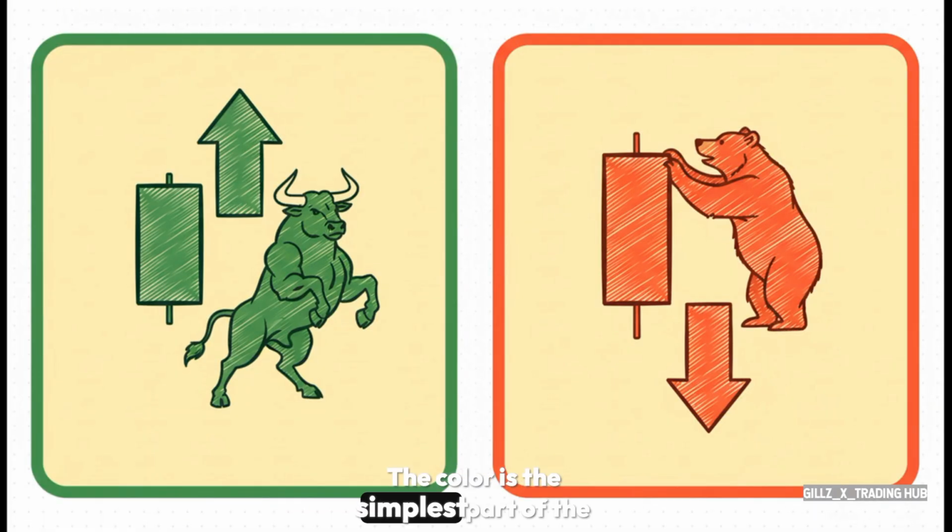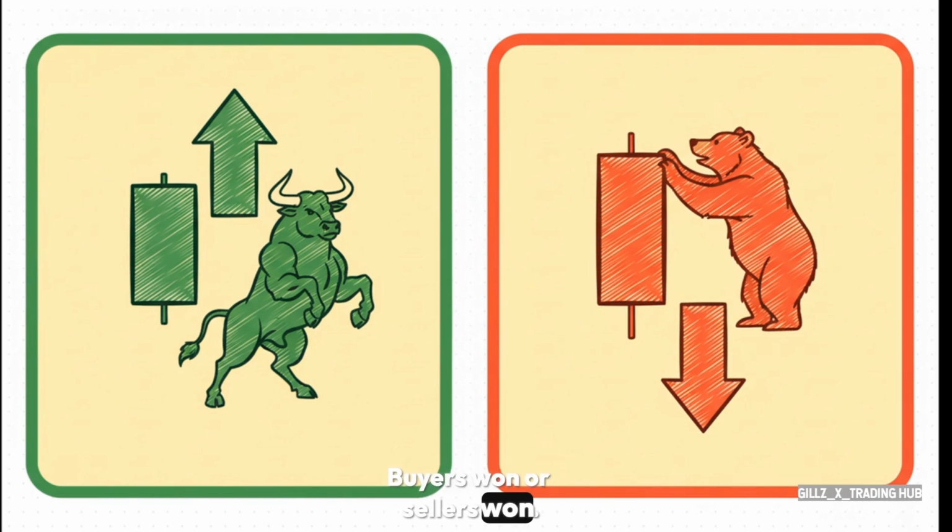The color is the simplest part of the story. It literally tells you who won. If it's green, the bulls are in charge. The price closed higher than where it started. If it's red, the bears are in control. The price closed lower. It's that simple. Buyers won or sellers won.